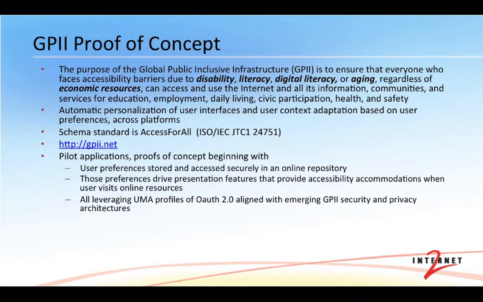You can do this in ways that are privacy preserving, saying, I'd like the job postings to recognize that I'm colorblind and be displayed in a compensatory fashion, but you don't need to know yet that I'm not ambulatory during the interview process. I want to be able to control that. We can do that. A lot of this stuff is standardized through some ITU schema. I have those listed up there. And we've got some pilot applications going on there.